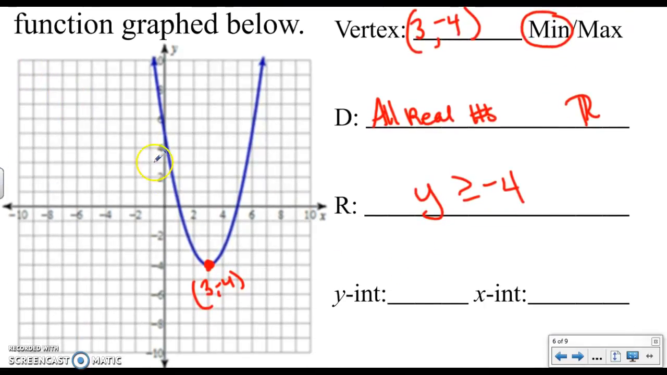X-intercept, there is 1 right here. So that is the point 0, 5. Sorry, that's a y-intercept. And then x-intercepts, we have 2, at 1, 0 and at 5, 0.